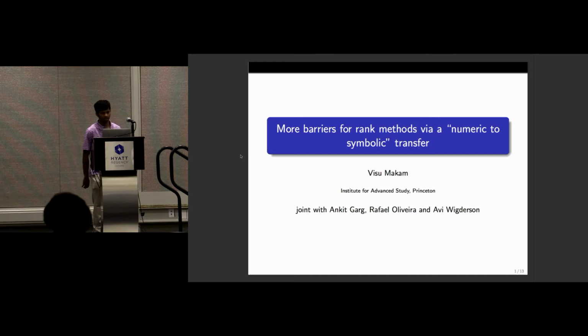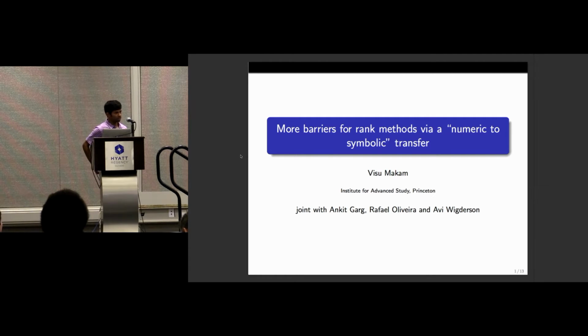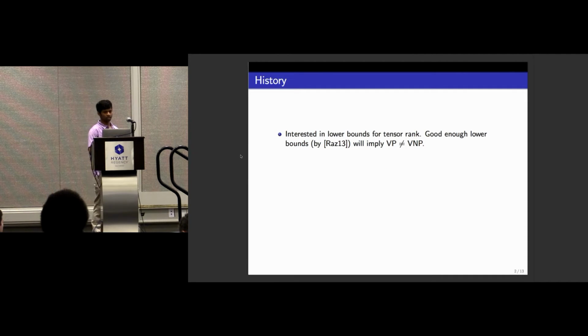Thank you. Today I'm going to be talking about a paper that I've written with Ankit, Rafael, and Avi. And this is going to be about barriers for rank methods. And it's a generalization of a previous result that Ankit, Rafael, and Avi had with Klim, Ephraim, and Co. And the issues that we have in generalizing are going to be a bit more algebraic. And so let me tell you why we're even interested in this notion of tensor rank.